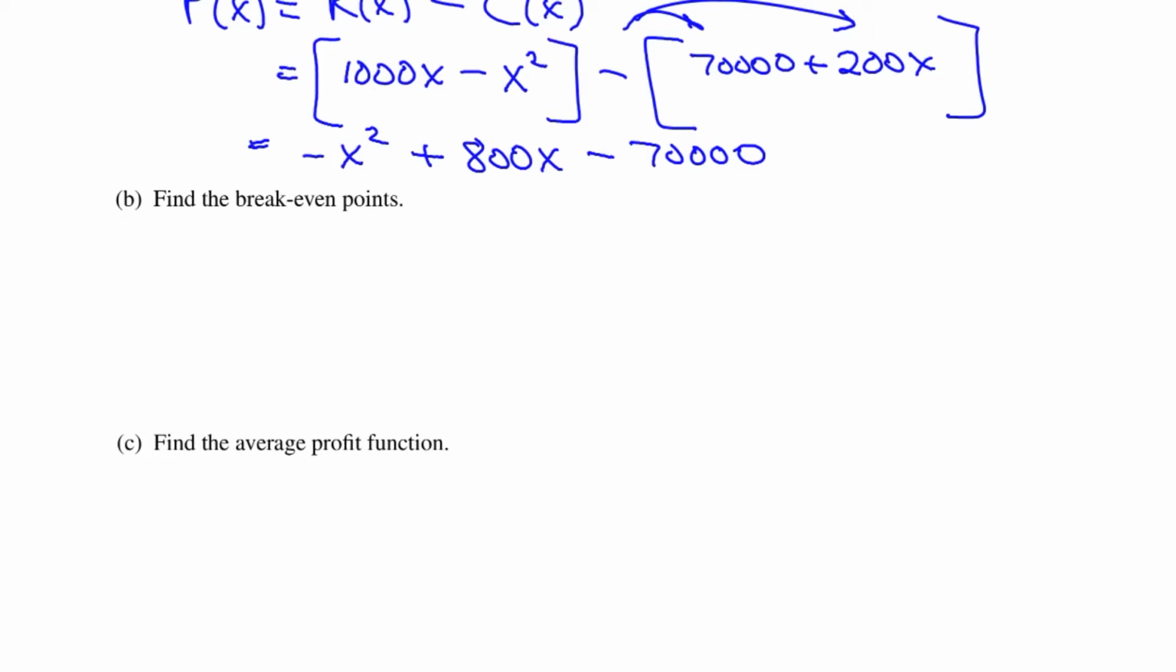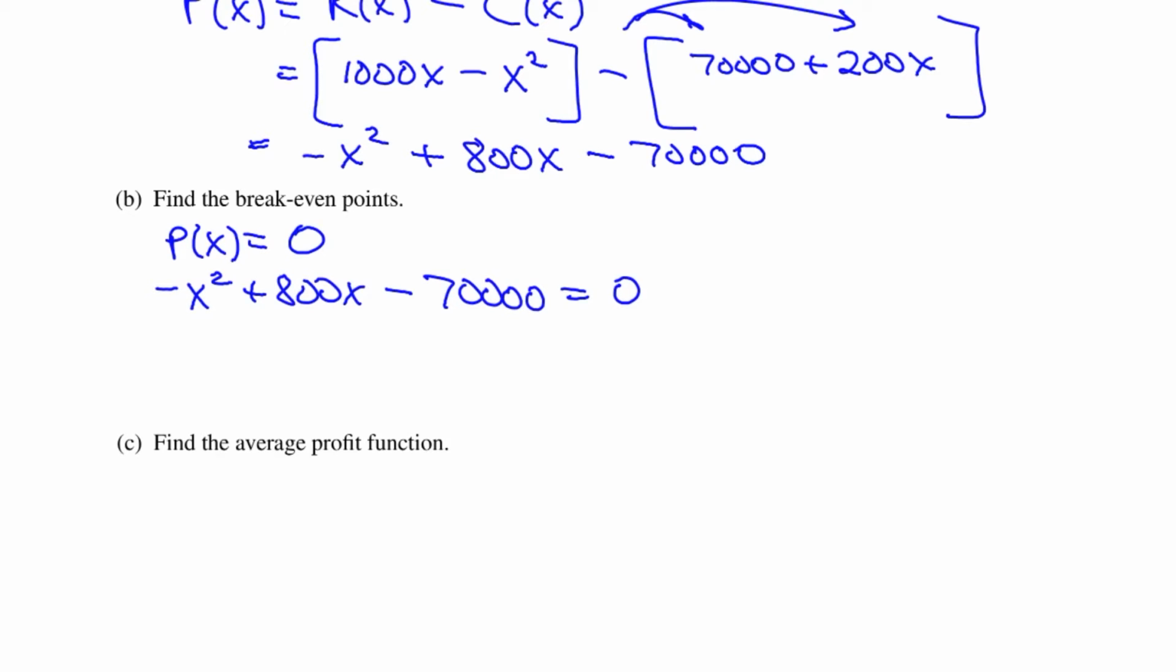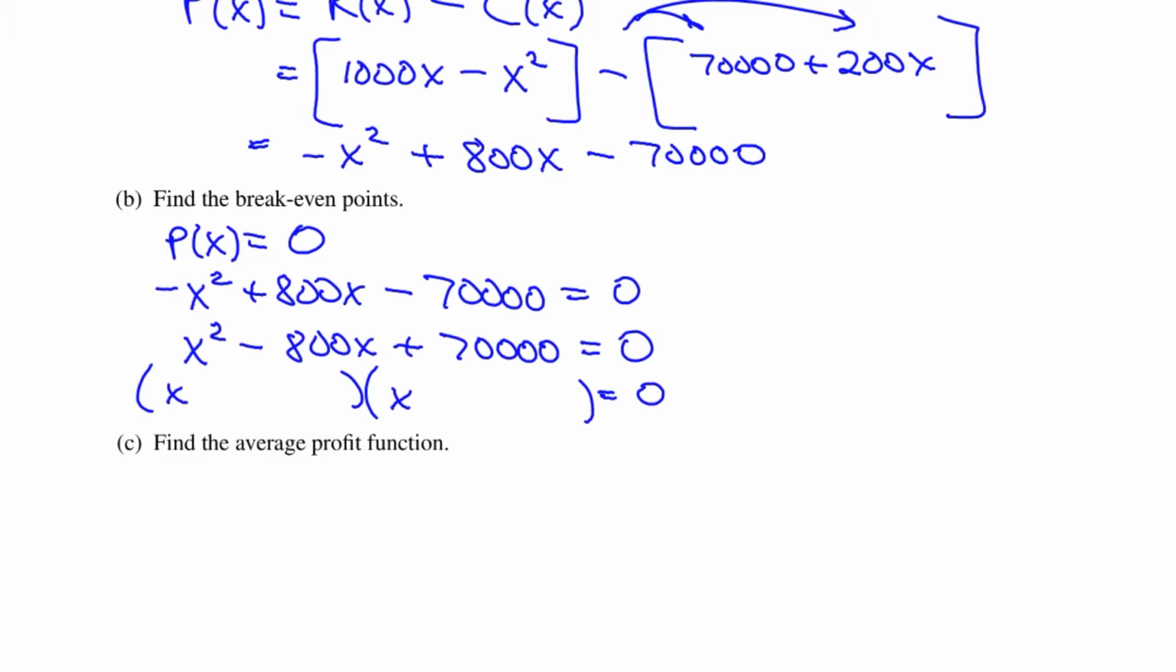Find the break-even points. So the break-even points are when P of x is equal to 0. So negative x squared plus 800x minus 70,000 is equal to 0. I'm going to multiply every term by negative 1. That changes the sign of all terms. And then I'm going to factor. What two numbers multiply to give you 70,000 and add to give you 800? 700 and 100. And so the break-even points are x equal 100 and 700.